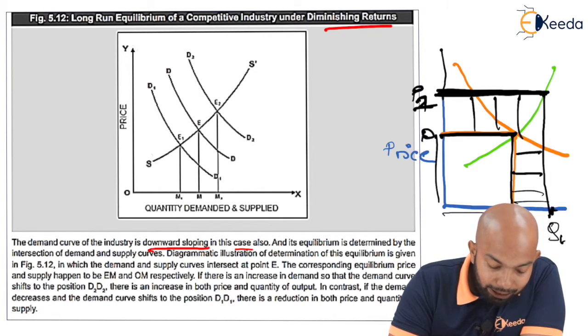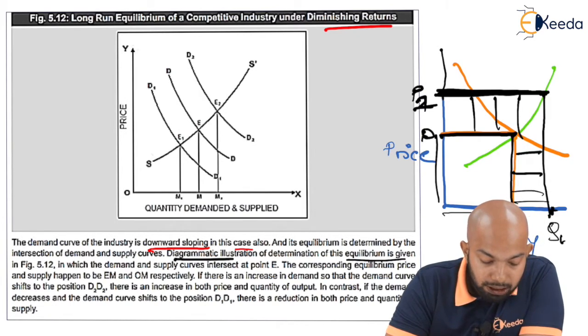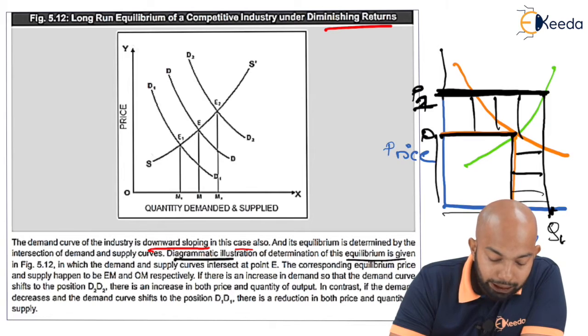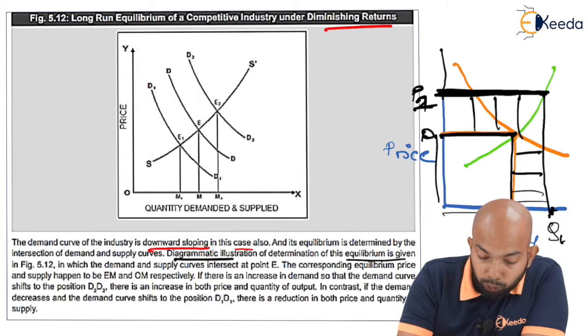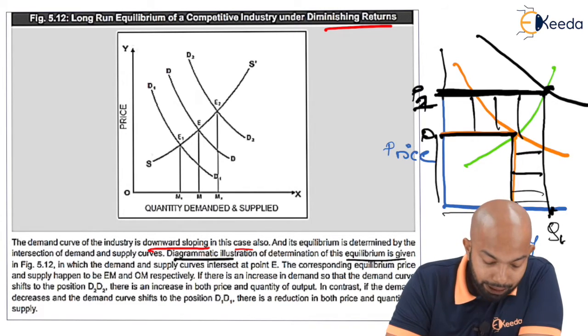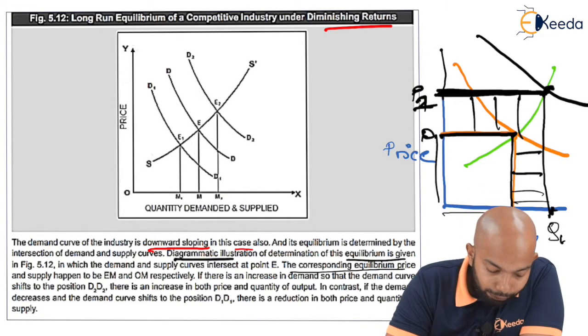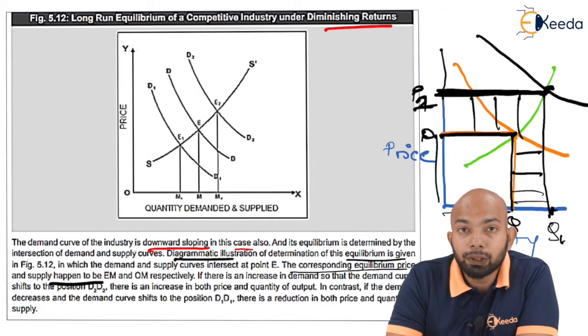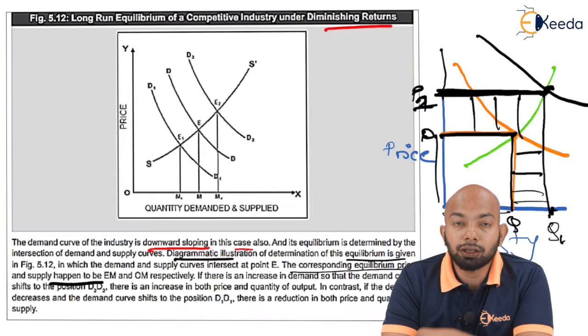Hence, a diagrammatic illustration of determination of equilibrium point is given in this specific figure. How exactly? With every equilibrium, the demand curve will be now this part. So, this will be the new equilibrium point that will be derived here. Hence, the corresponding equilibrium price and supply decision happens on this basis. How exactly are things happening here? This is how exactly things happen when it comes to diminishing returns.